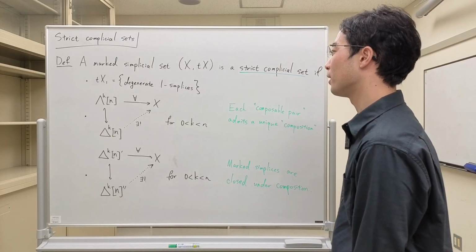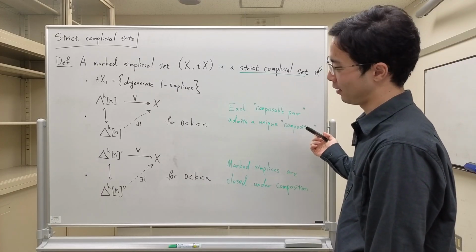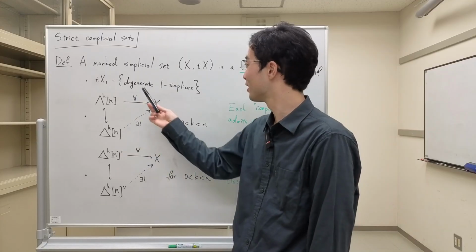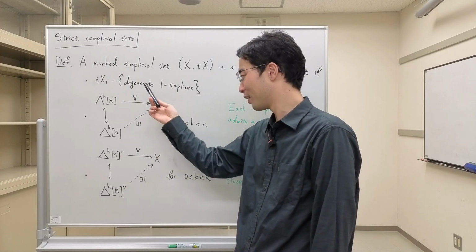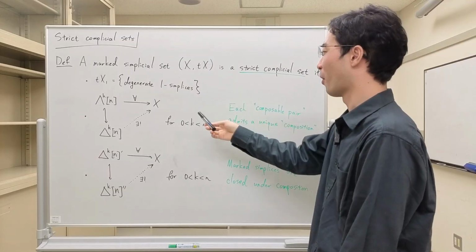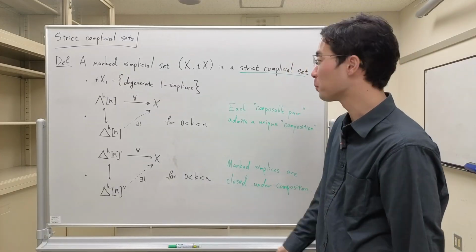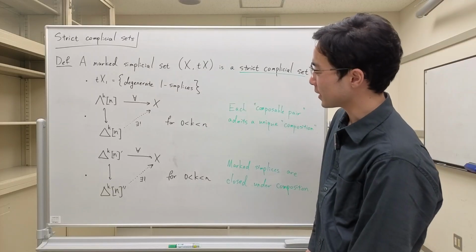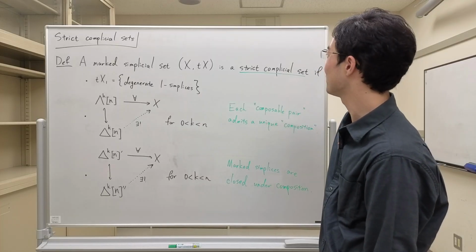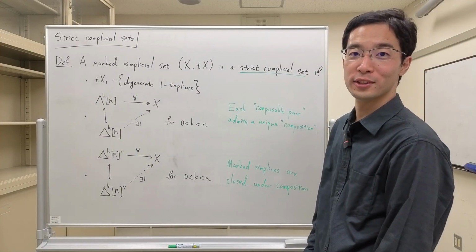But that is somehow encoded in the combinatorics of these things, which I discarded when summarizing or interpreting these conditions like this. We'll see the details in the next video. So here is the definition of strict complicial set. These are precisely the nerves of strict omega categories.